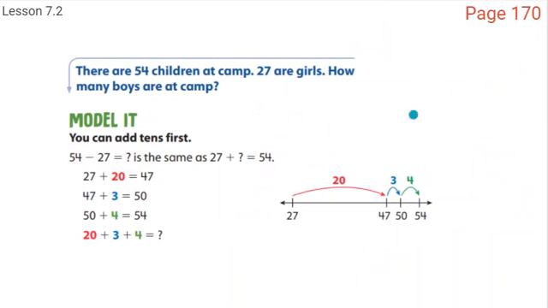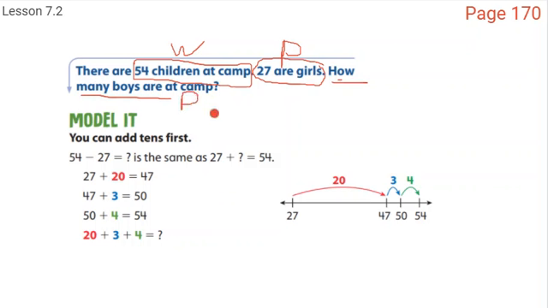So we can model it. This is on page 170. It says there are 54 children at camp now. So that's the total, that's the whole. 27 are girls. That's a part. And then how many boys? That's the other part.